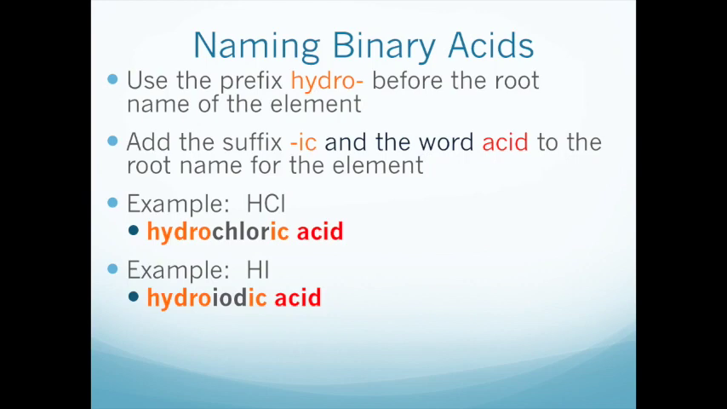So, just as with any new kind of compound, we need to learn the naming schemes of acids, which help us to delineate them from one another. So, we use the prefix hydro before the root name of the element that makes up the acid, and then we add the suffix -ic and the word acid to the root name for the element. Examples are hydrochloric acid, which is the binary acid of the chlorine atom, and hydroiodic acid, which is the binary acid of the iodine atom, or iodide ion.